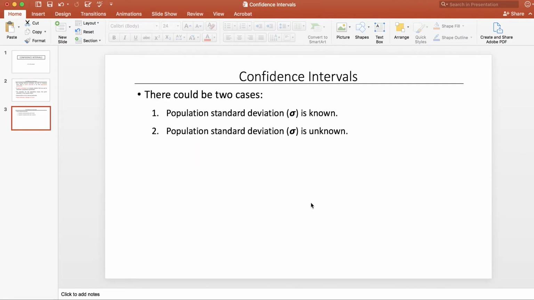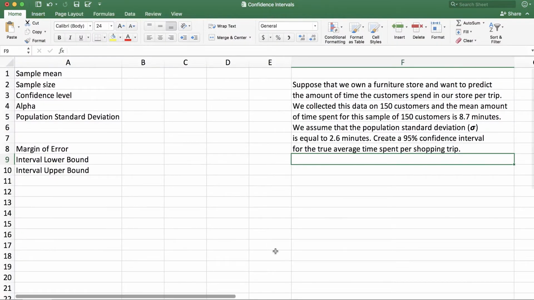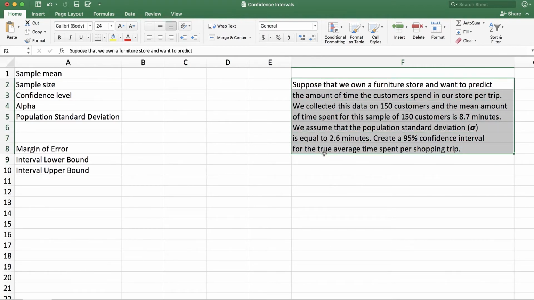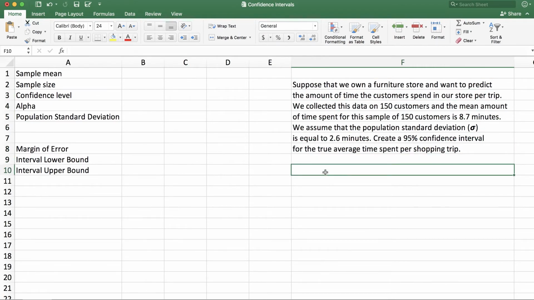And we are going to focus on two cases where we know the population standard deviation, which is denoted by sigma. And the second case is that we don't know the population standard deviation sigma. So let's look at an example. So in this case, we are going to focus on the situation where we know the population standard deviation sigma. Okay? So suppose that I have a furniture store and we want to predict the amount of time the customers spend in our store per shopping trip.